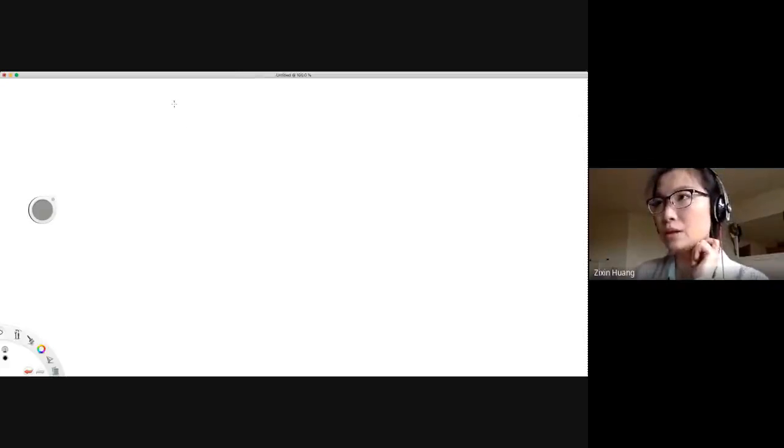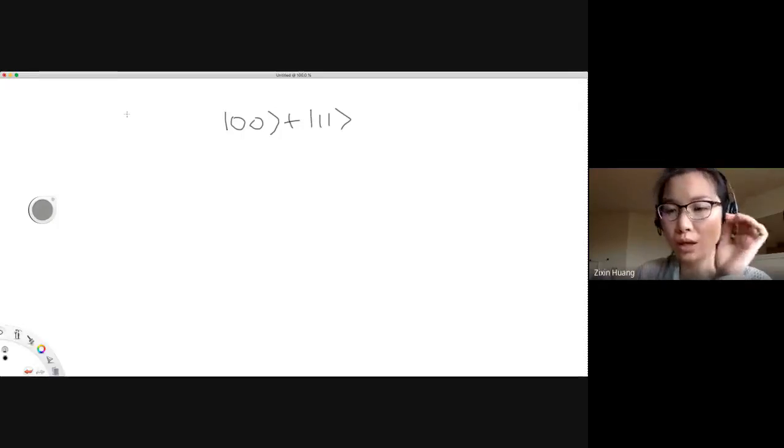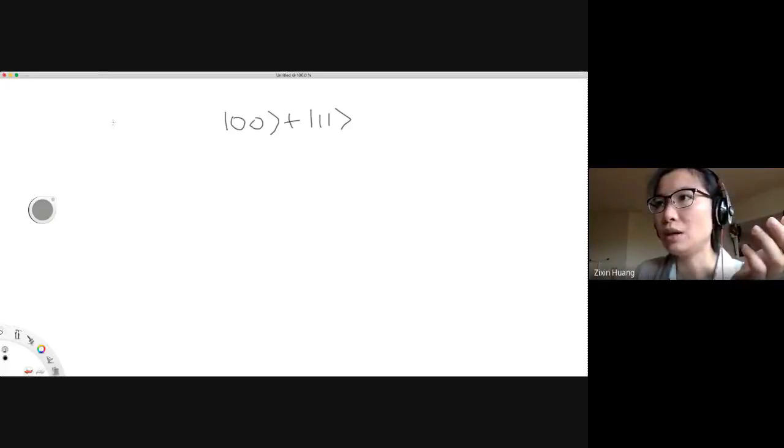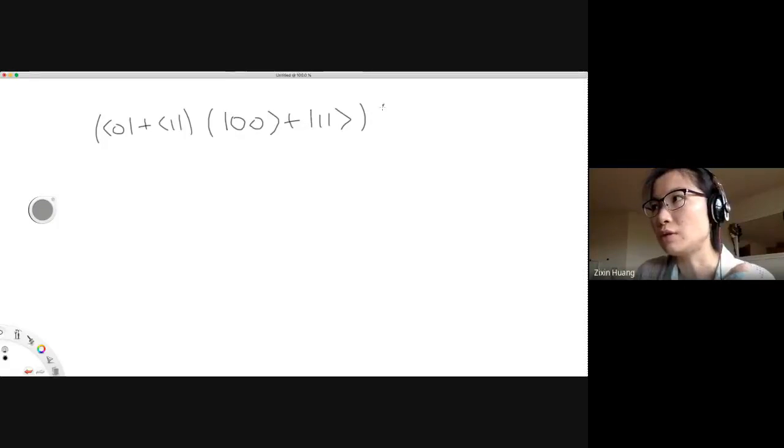So the state that is shared by Alice and Bob is this thing. I claim that the probability that Alice will measure a plus is 1. I don't want to go into the full maths, but I can show you that if Alice has measured a plus, okay, you get a factor of 2 here.